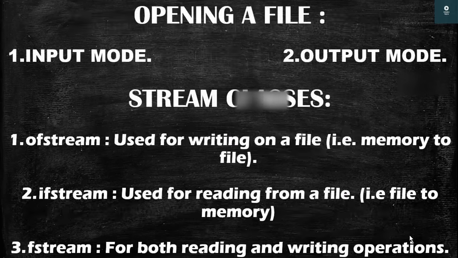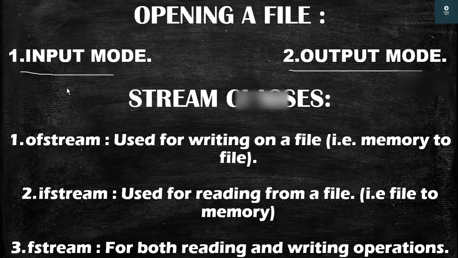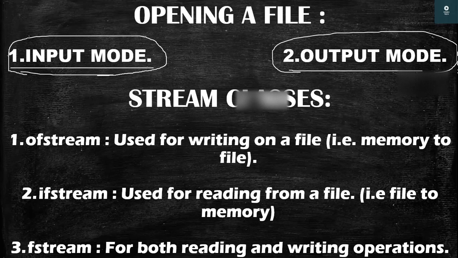Now the first and foremost important thing while working with file handling is that you have to open a file to work with the file. Now basically there are two modes. The first one is opening the file in input mode, and the second one is opening the file in output mode. As the name suggests, in input mode we'll open the file and only take input from the file. We cannot write anything inside the file if the file is open in input mode. The second mode is output mode. Whenever the file is open using the output mode, we'll just write inside the file. We'll not take anything from the file, we'll just do the writing operations.